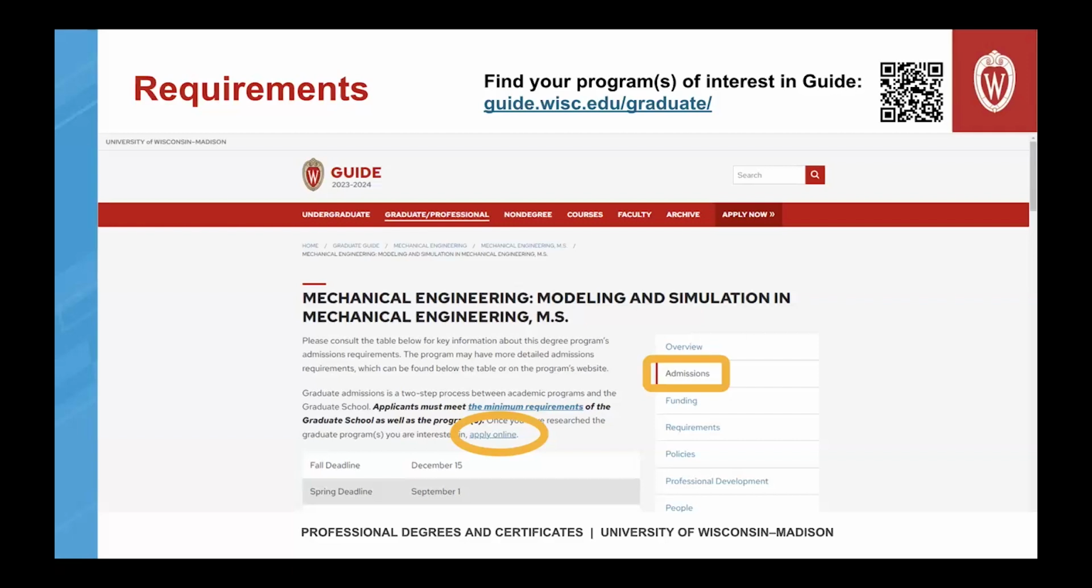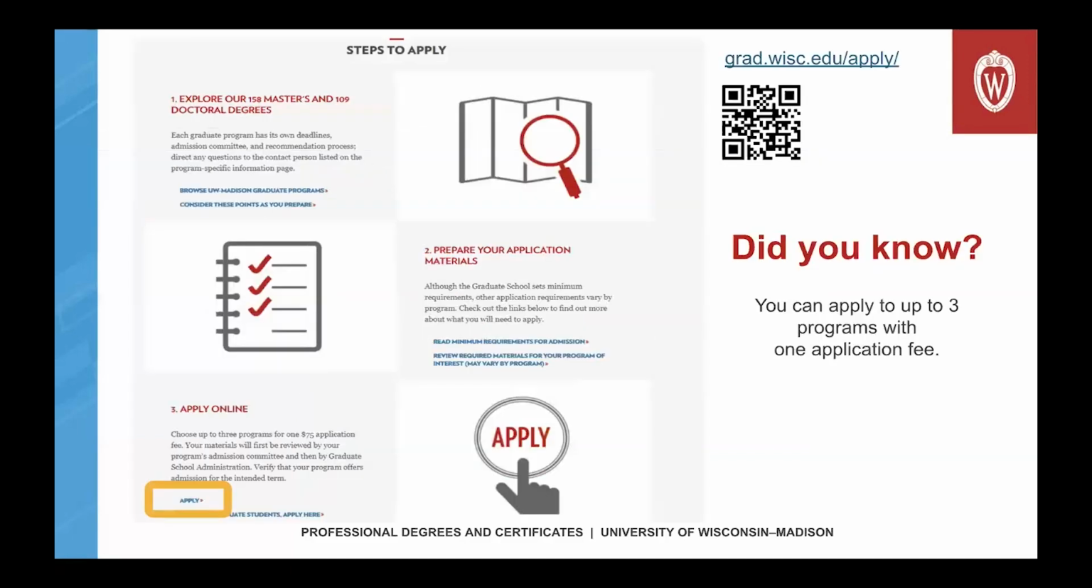By clicking on the Apply Online link circled in yellow, you will be redirected to the UW-Madison Graduate School's application information. You can review the minimum requirements for admission to UW-Madison on this page, as well as continue to explore degree options and advice as you consider graduate study. When you are ready to begin the application, you will click on Apply, circled in yellow.